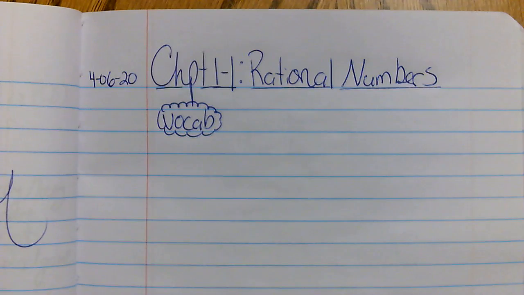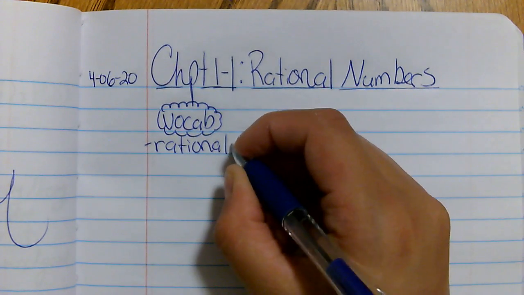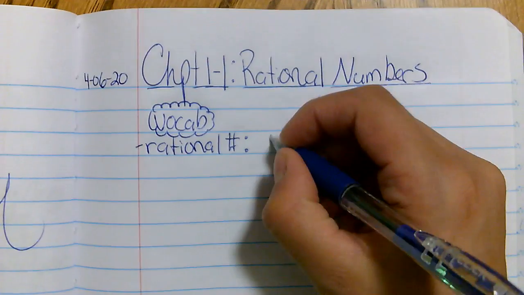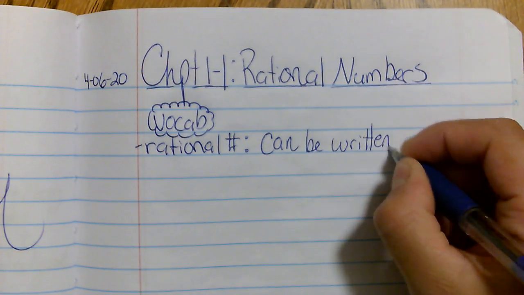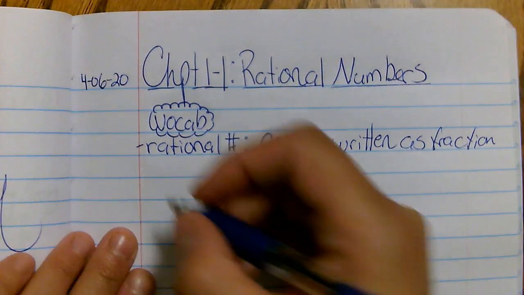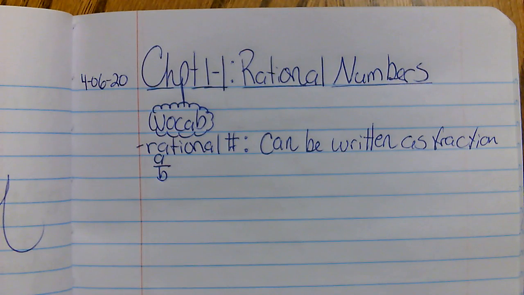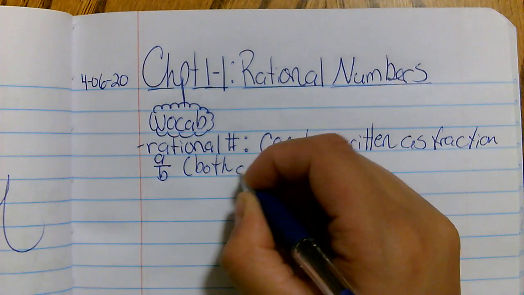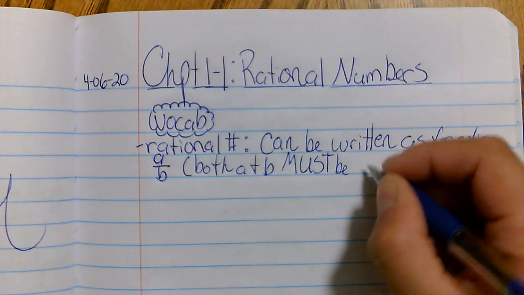And we're going to start talking first about what is a rational number. So a rational number, very simply, can be written like a fraction. Now when I say fraction, I mean you have some number over another number. So A over B, where A is a number and B is another number. Both A and B must be integers.